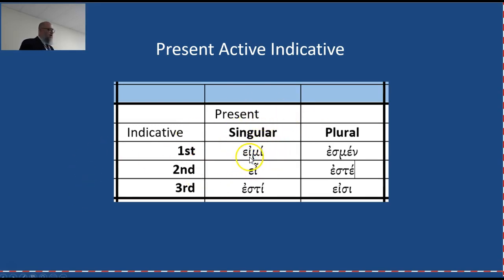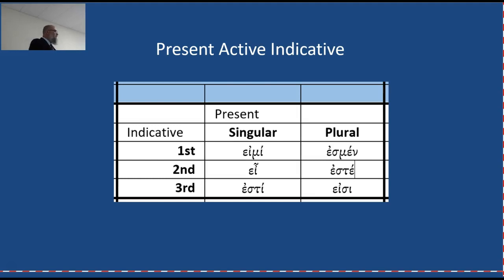So this is I am, this is you are, this is he, she, or it is. This is we are, this is you, plural, are, this is they are. Both the third singular and the third plural, if the next word begins with a vowel, it can have a removable nu on there to help pronounce the word. So you'll see it esti, and sometimes you'll see it estin, but it's the same exact word. It's just whether or not the next word has a vowel. And same with easi and easin. You'll see both those.